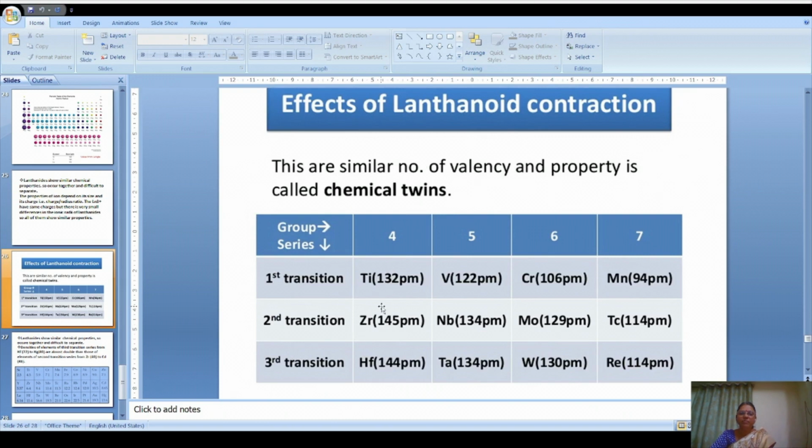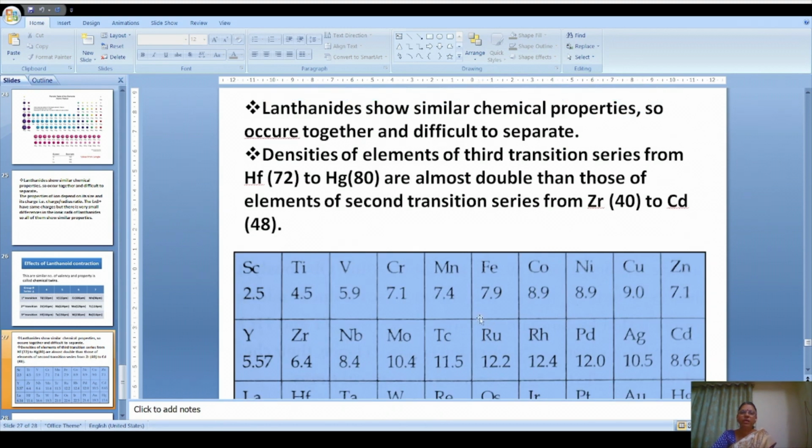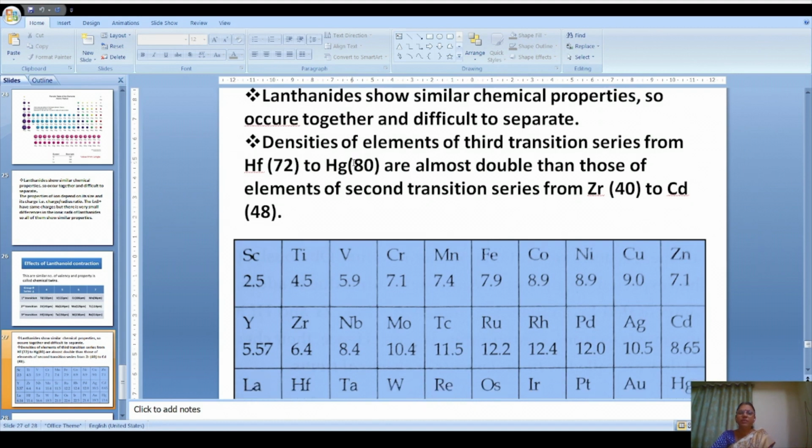Here we can see the presence of chemical twins. These chemical twins have a similar number of valence electrons and similar properties. They are known as chemical twins. So zirconium and hafnium, niobium and tantalum, molybdenum and tungsten, technetium and rhenium are chemical twins. And as lanthanides show similar chemical properties, they occur together and are difficult to separate. This is also one more impact or consequence of lanthanide contraction.